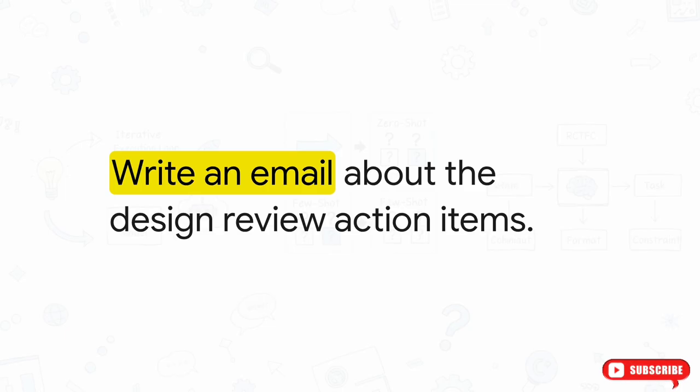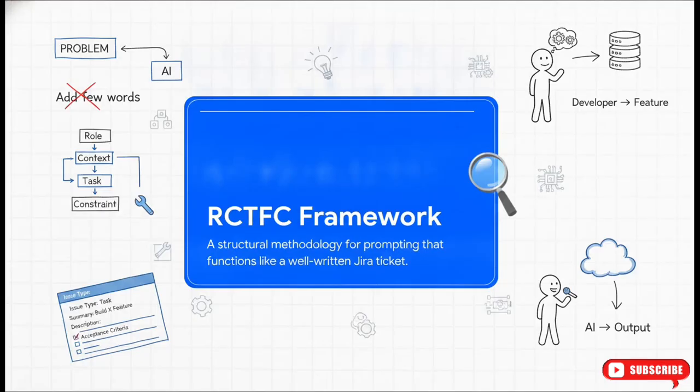Guys, this is a classic zero-context prompt. The AI has no clue who Sam is, who his audience is, what the action items actually were, or even what tone to use. It's a completely blank canvas, and when you're dealing with a prediction engine, handing it a blank canvas is an absolute recipe for disaster. So how do we fix this? Well, we don't just throw a few more random adjectives at it. We apply a structural methodology called the RCTFC framework.